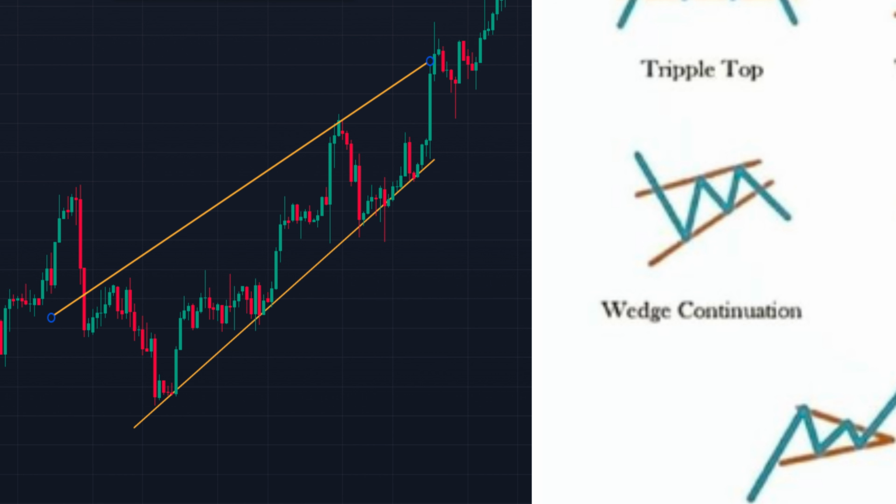Key to success: focus on key levels. Instead, the key is to focus on identifying critical levels. Let me show you how.